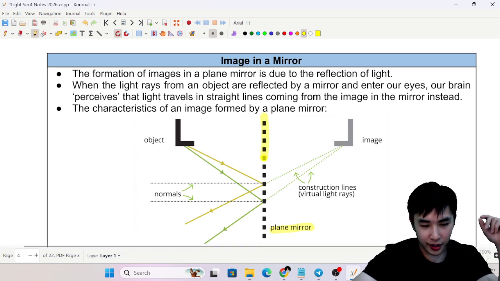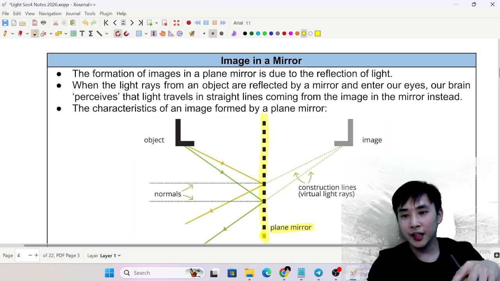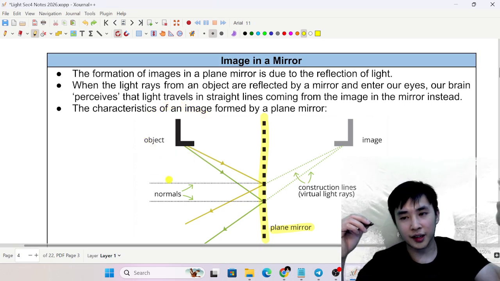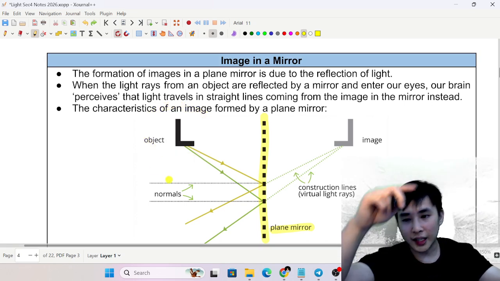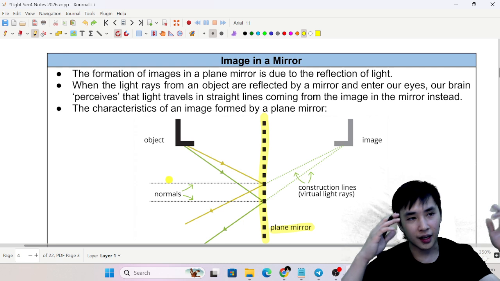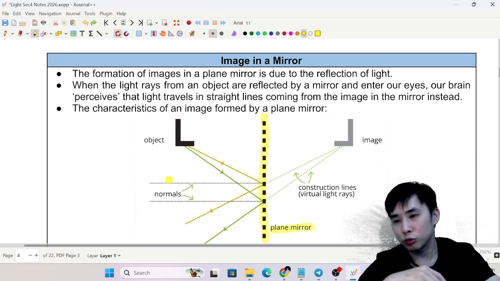Okay, so for example, you can take a look at this. This dotted line represents the plane mirror. Notice that you have an object here. Then some of the exam questions can test you to sketch out the light rays so that you can form the image. This is a very simple sketching kind of question, and it can be worth up to 3 marks.